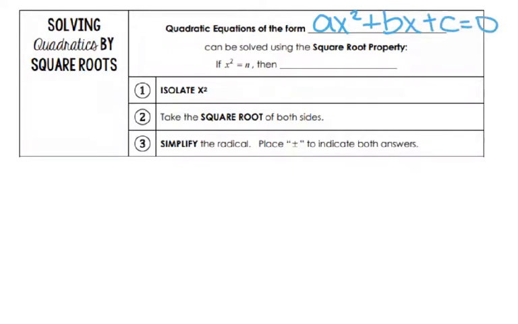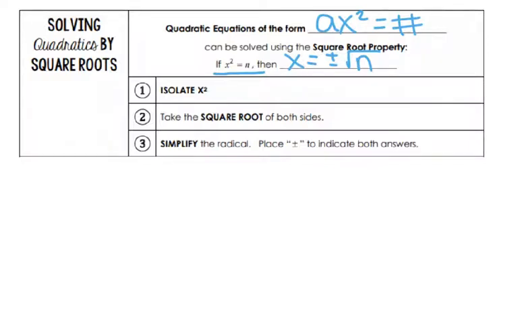Okay, so we have the ax squared plus bx plus c equals 0. These can be solved using the square root property. Okay, so here's what I'm going to do. If we just have like some number x squared equals a number, then these are the only ones that we're going to use the square root property on. So this is what it's saying. If x squared equals n, then x equals plus or minus the square root of n. And n is just a number, so just a placeholder.